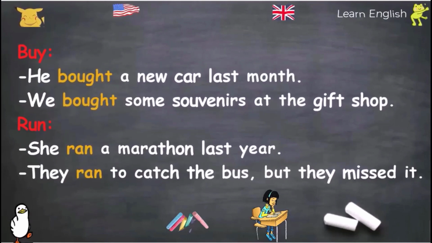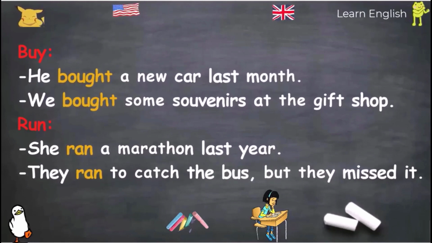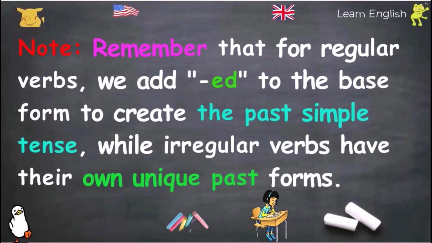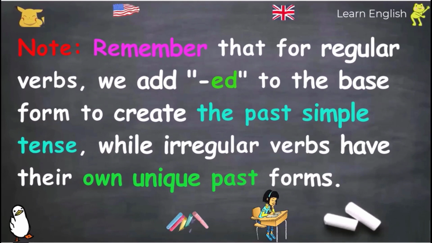Run. She ran a marathon last year. They ran to catch the bus, but they missed it. Note, remember that for regular verbs, we add -ed to the base form to create the past simple tense, while irregular verbs have their own unique past forms.